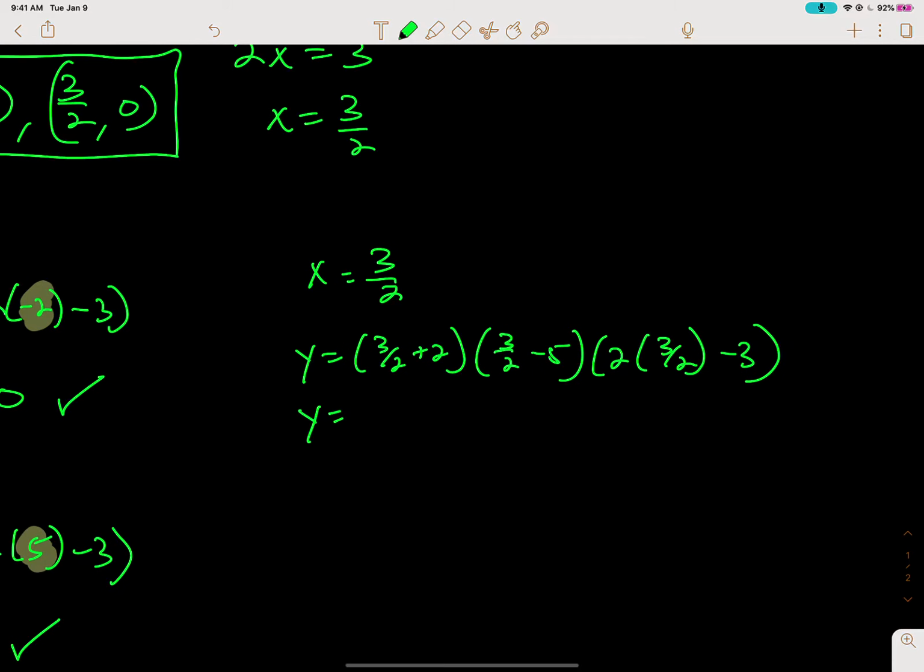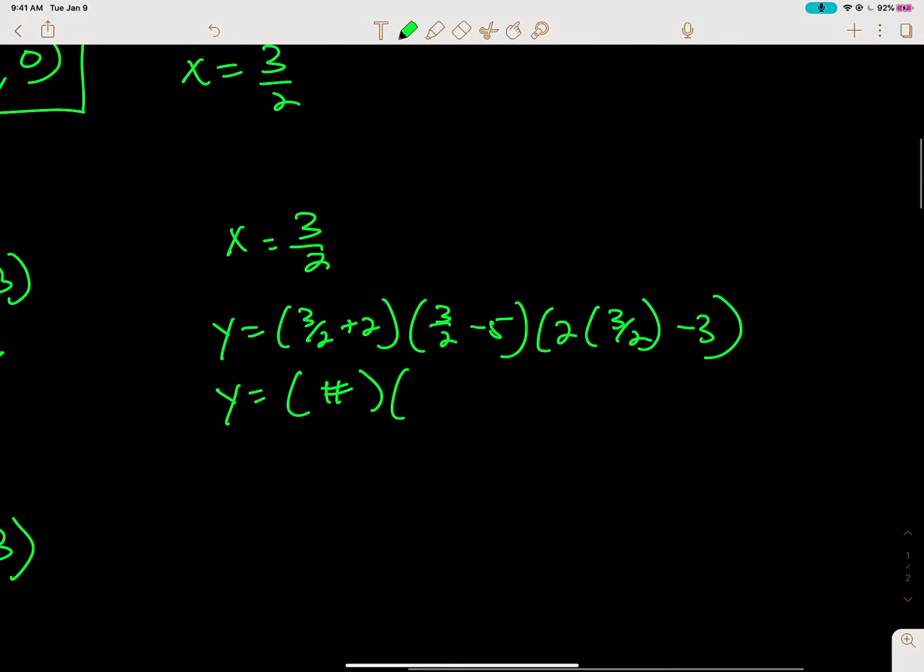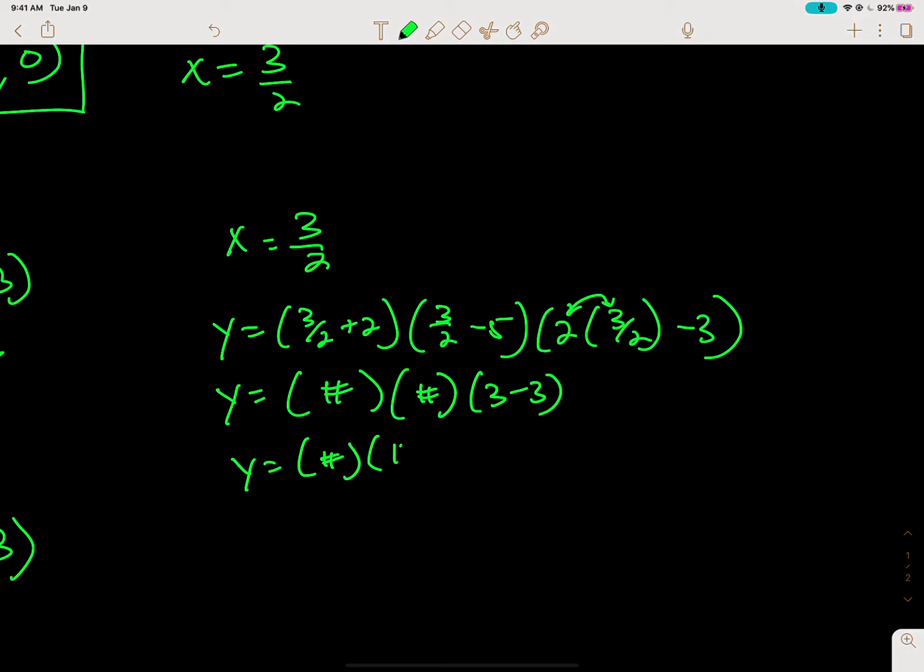3/2 plus 2, I don't feel like adding fractions, but who cares? It's some number. It's not 0. The second factor, 3/2 minus 5, I don't feel like doing that one either. That's just some number. Again, who cares? It's not 0. Why don't we care? Because this last one should be 0. 2 times 3/2 is 3, so then I have 3 minus 3. So I get a number times some unknown number times 0, and all that matters is that 0, because that makes everything 0 by the zero product property.